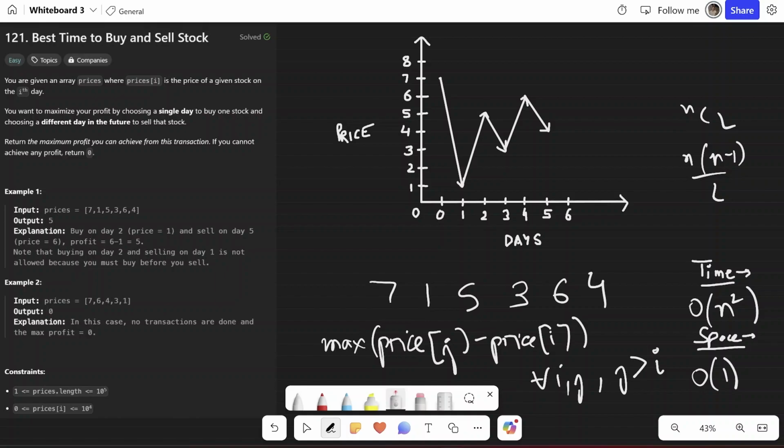But we are given that the length of the prices array is up to 10 to the power 4. So can we reduce this time complexity and find a better solution? Yes, we can. Let's look at that solution now.